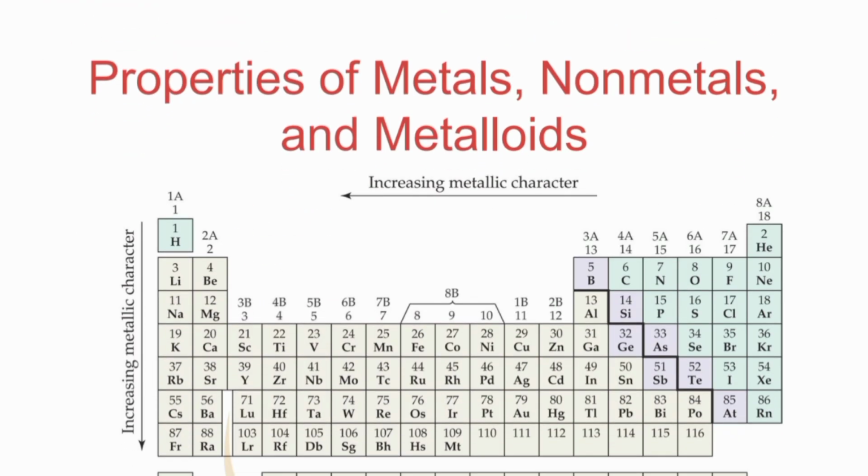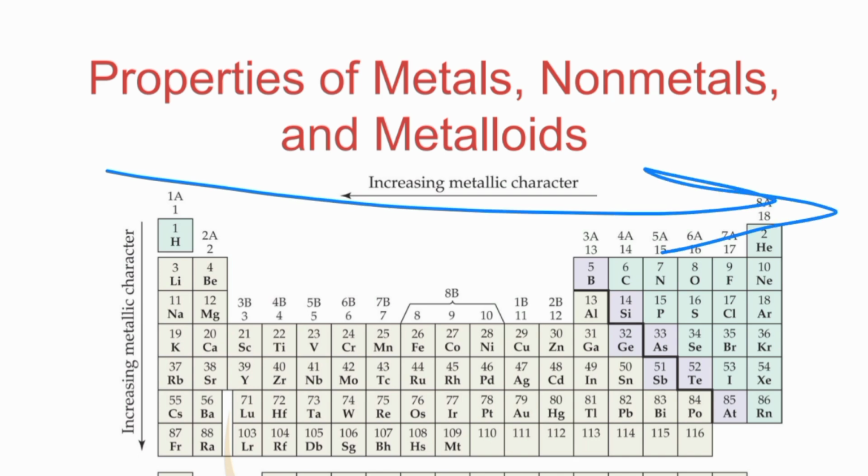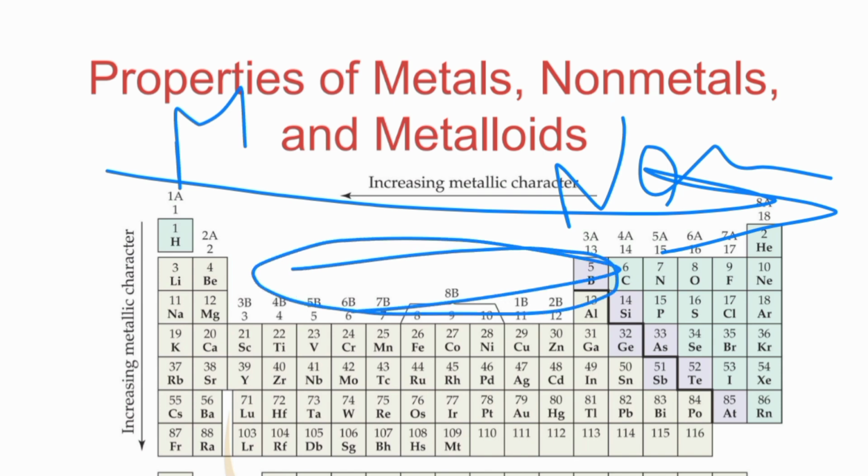Properties of metals and non-metals, and metallic character. Metallic character decreases when we move from left to right. These are metals here, and these are non-metals here, with metalloids in between. Down the group, metallic character increases. This is less metallic, this is more, and this is the most metallic in that group.